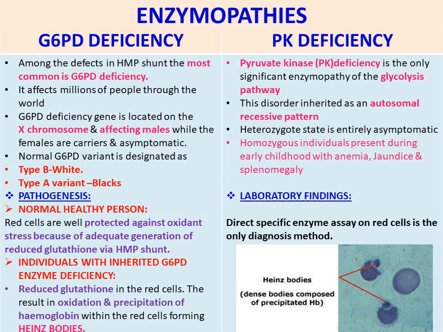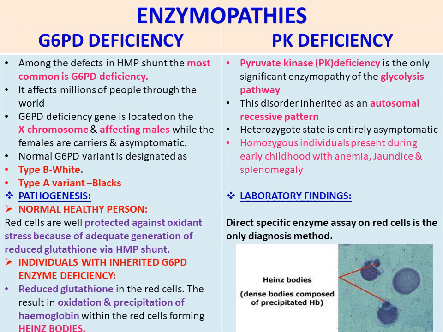Among the defects in the HMP shunt, the most common is G6PD deficiency. It affects millions of people throughout the world. The gene is located on the X chromosome, so it affects males while females are carriers and asymptomatic. The normal G6PD variant is designated type B in white people, and the type A variant in black people.